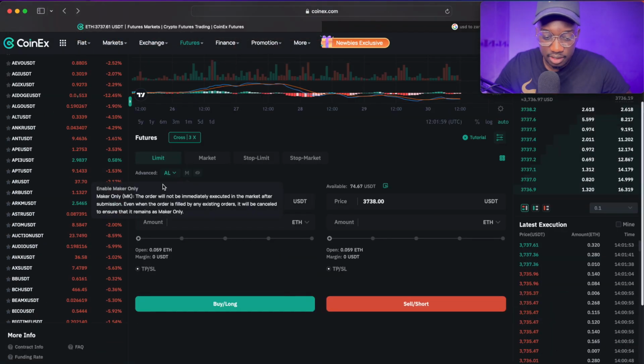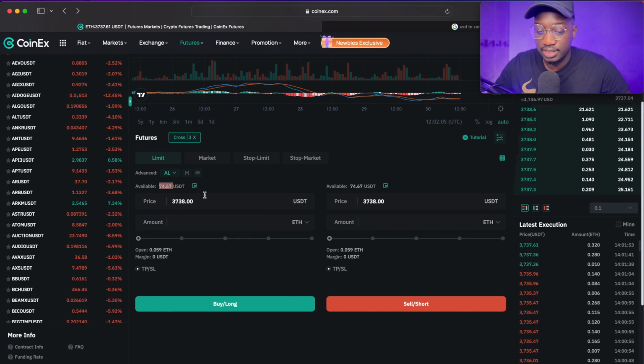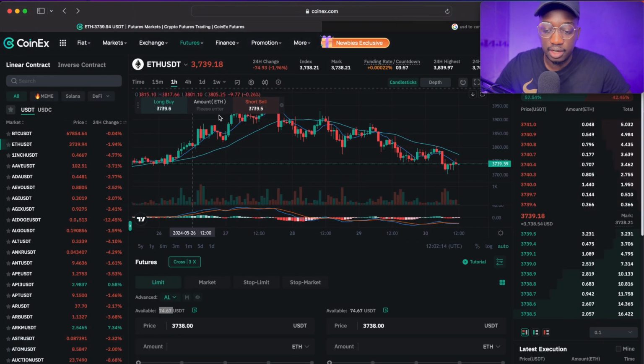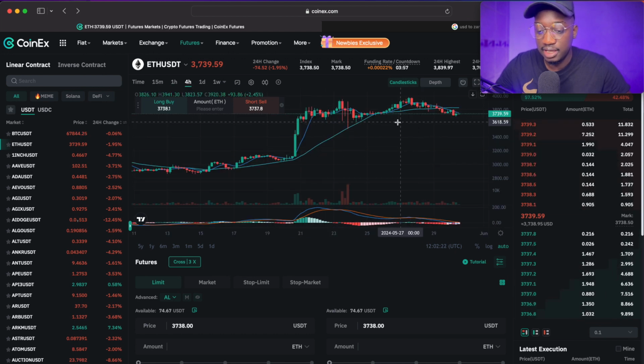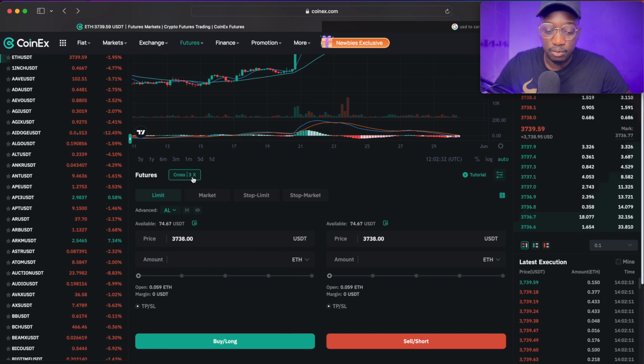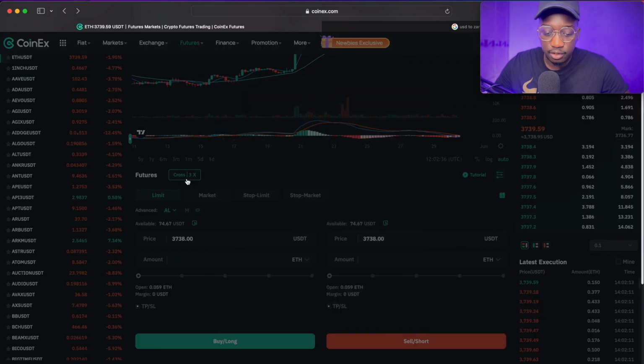So right here you can see that we have got at least 74 USD in our wallet, and we're gonna use the 74 USD to pretty much enter a position and stuff like that. Keep in mind that this is 1 hour candlestick, which means that each and every candle right here represents 1 hour. You can also change it to 4-hour candlestick, and it means that each and every candle here represents 4 hours.